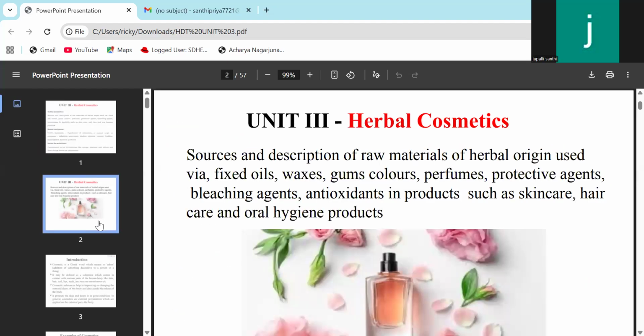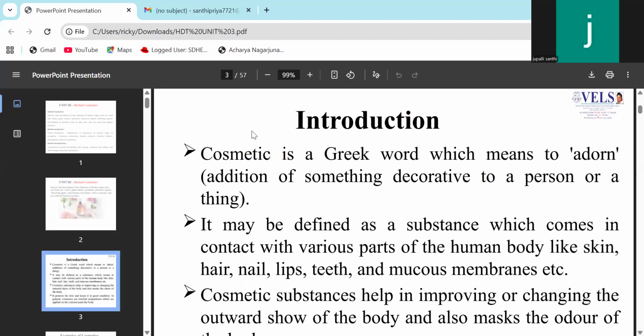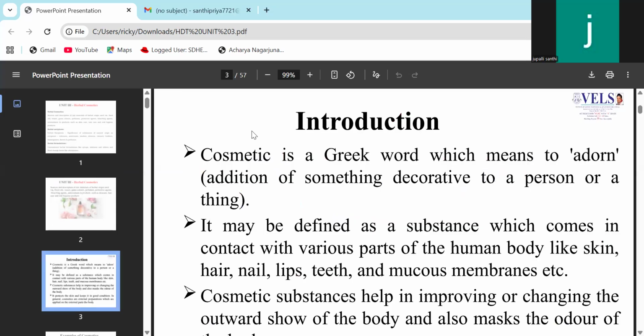So, coming to the herbal cosmetics, sources and description of raw materials of herbal origin used. What are the ingredients we have included? Fixed oils, waxes, gums, colors, perfumes, and protective agents, bleaching agents, antioxidants in products such as skin care, hair care, and oral hygiene products. So first, cosmetic is a Greek word. It comes from the Greek word which means to adorn. So, addition of something decorative to a person or thing.